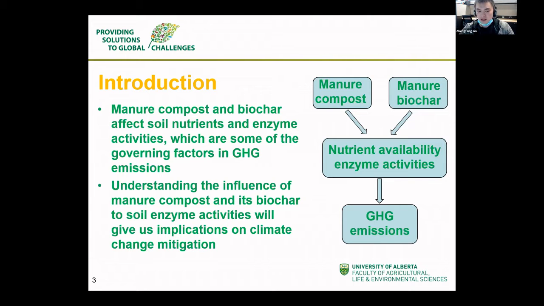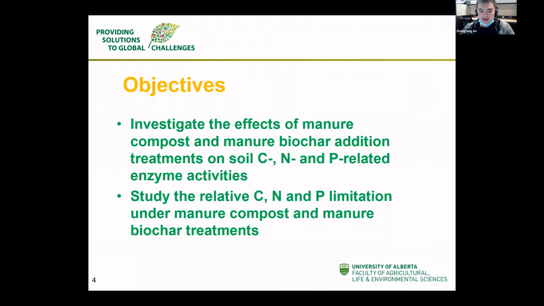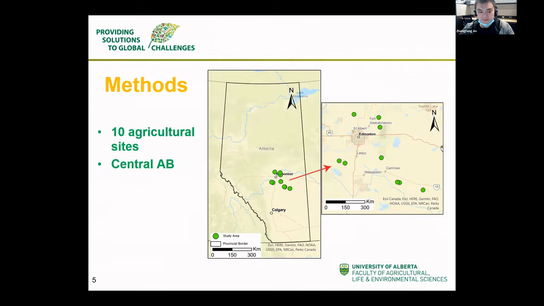Thus, in this study, we are going to investigate the effects of manure compost and its biochar addition treatments on soil carbon, nitrogen, and phosphorus-related enzyme activities, and then study the relative carbon, nitrogen, and phosphorus limitation in different treatments to combine that information, which will give us implications about greenhouse gas emissions in different treatments.